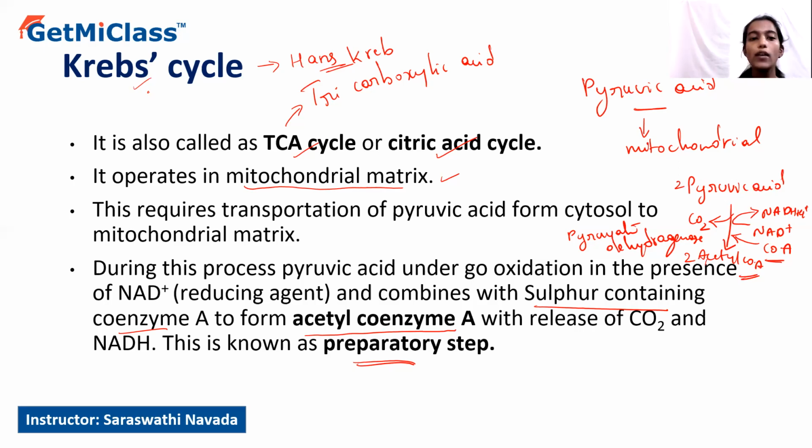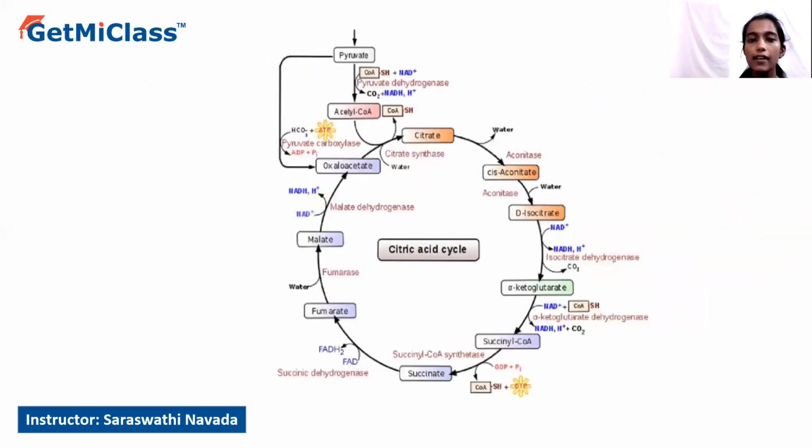Now we'll look into the steps of the Krebs cycle in detail. Here the preparatory step is mentioned, which is prior to the Krebs cycle. Pyruvic acid undergoes decarboxylation and dehydrogenation and combines with coenzyme A, resulting in the formation of acetyl coenzyme A. This acetyl coenzyme A is a 2-carbon compound.